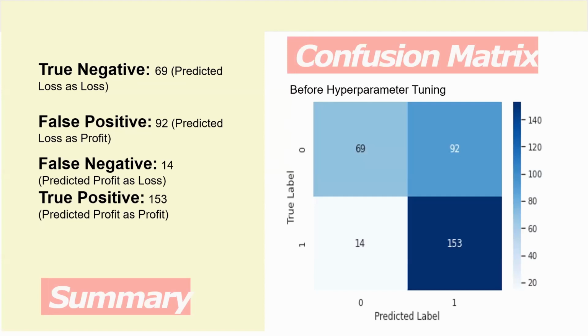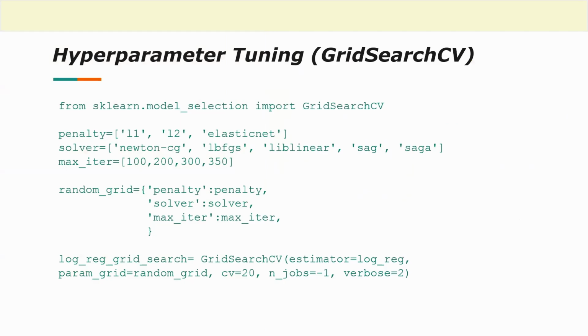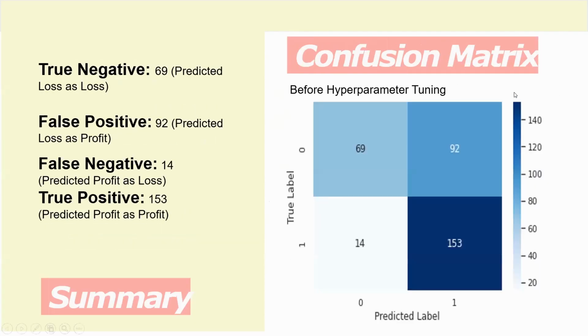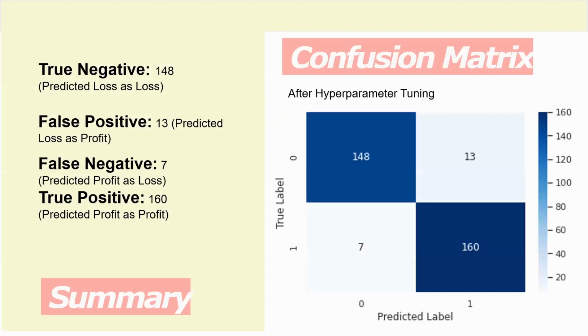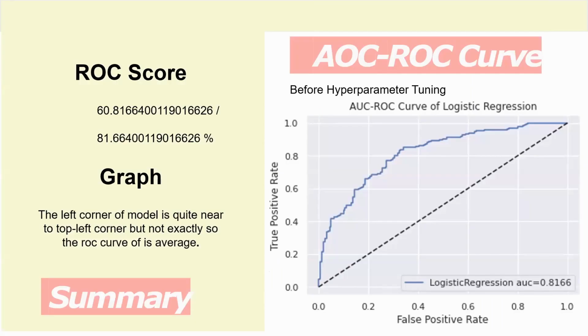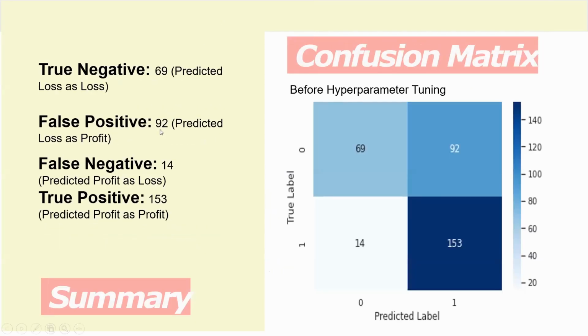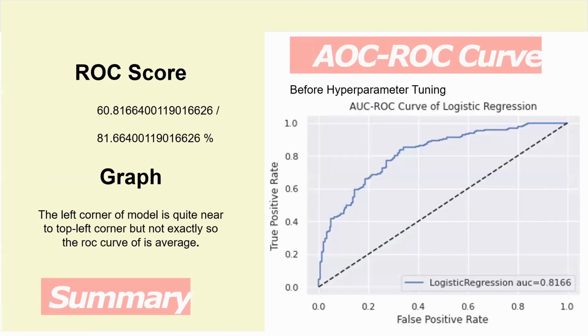This was before the improvement. After we used hyperparameter tuning, you can see here our true positive value is 153, so you can see the improvement. And you can see the false negative value after hyperparameter tuning is 13, which is less, but before it was 92. So this is how important hyperparameter tuning can be for our project.